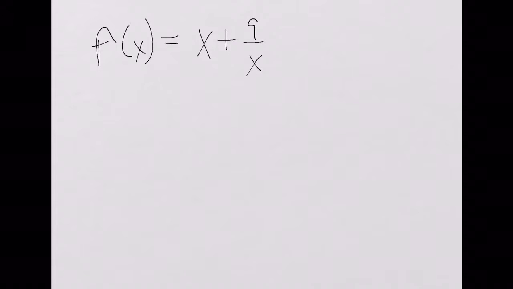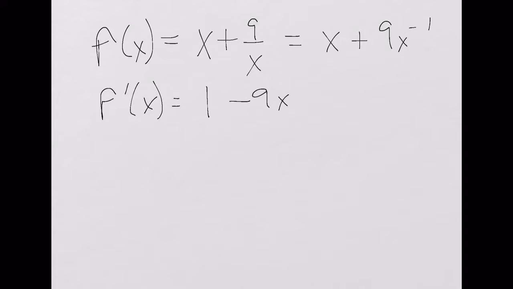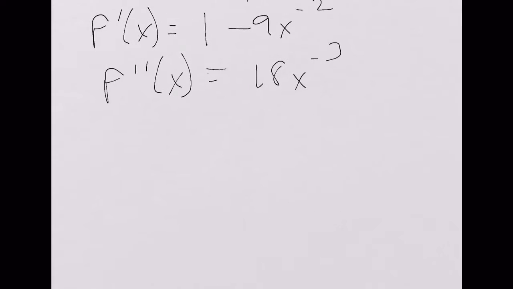Alright, on this one we're going to find our mins and maxes by using the second derivative test. So my first derivative, well, I probably would say that this is equivalent to that, just bringing that x up top. So my first derivative would be 1 minus 9x to the negative 2. My second derivative would be positive 18x to the negative 3. So this is the value that I'd be setting equal to 0.